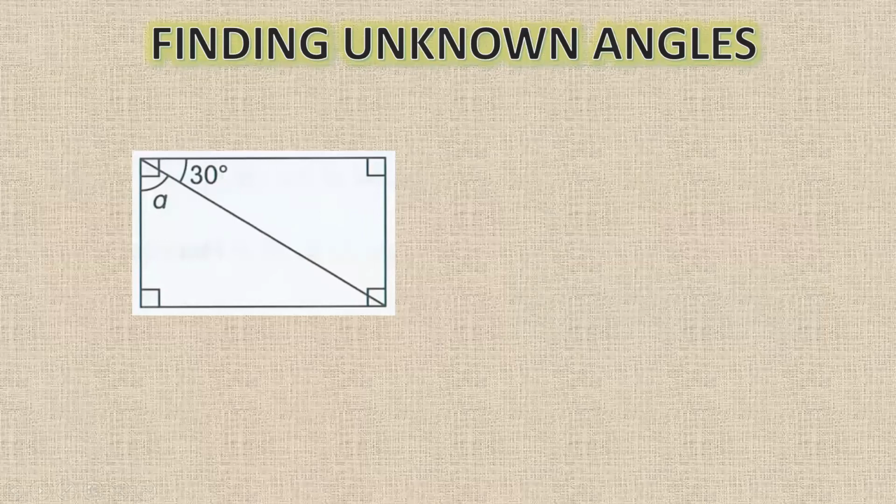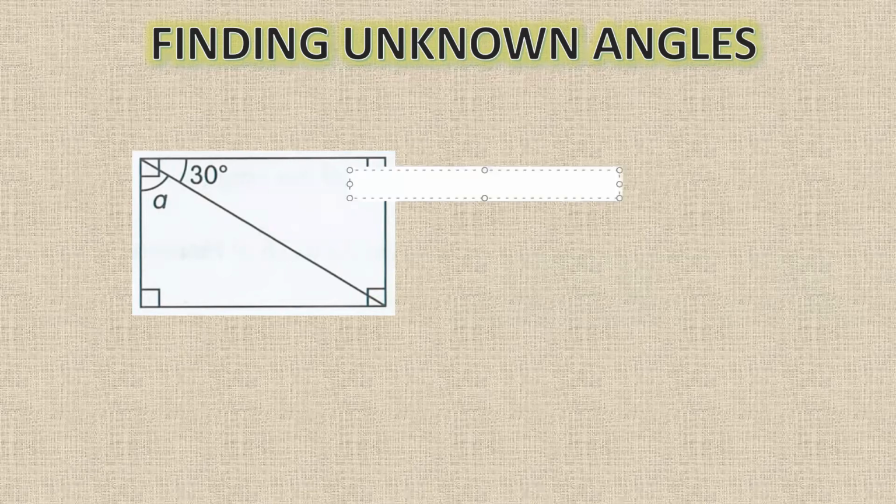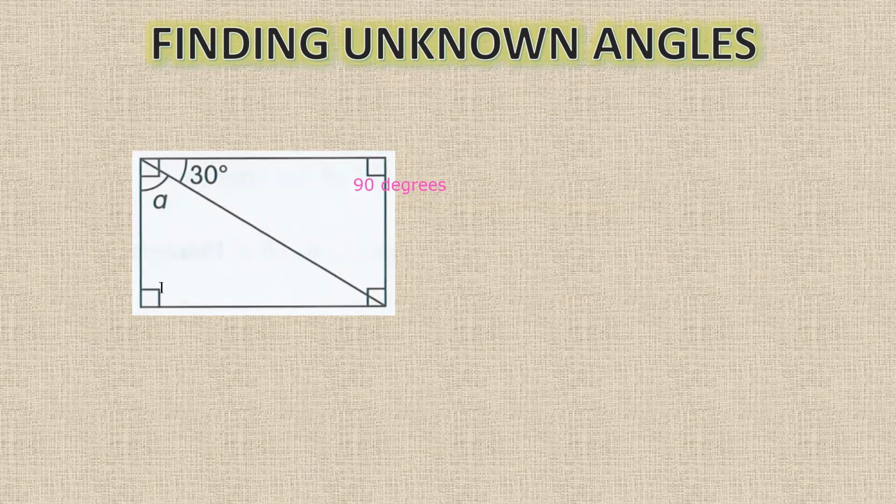Now let's find the unknown angles. One of the properties of the square or rectangle is that all of the angles are right angles. So since it is a right angle, we know that this is 90 degrees. This is also 90 degrees. And of course, this is 90 degrees.